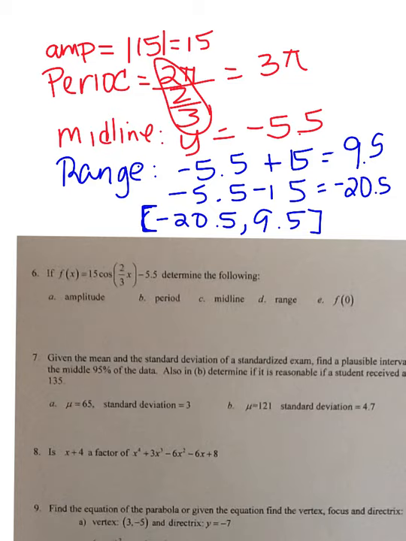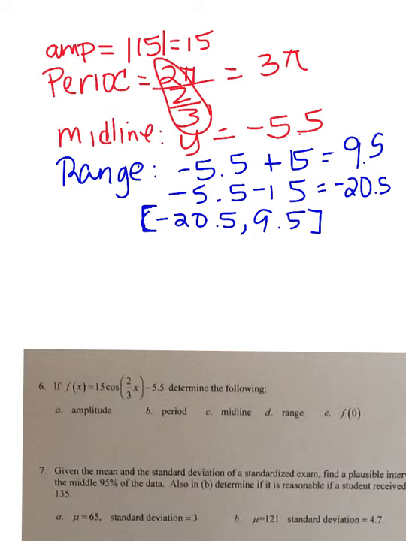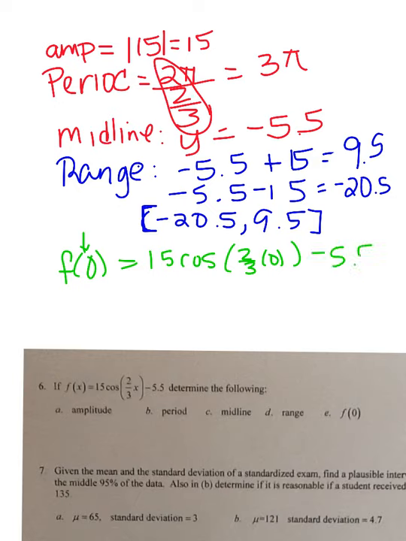Okay, and the last part of it was to find f of 0. So f of 0, remember, if this is your input, your x is 0. So plug it into the equation. So it's 15 cosine 2/3 times 0 minus 5.5. And just plug that into the calculator. Type in 15 cosine 2/3 times 0 minus 5.5. And your answer is, so f of 0 is 9.5. Okay, so let's look at the next one.